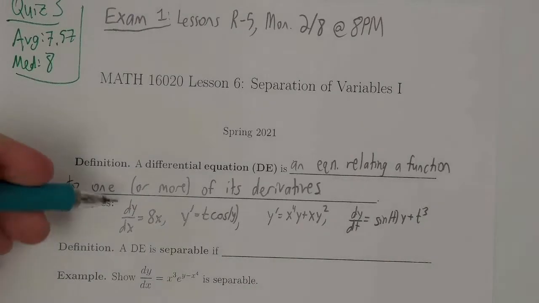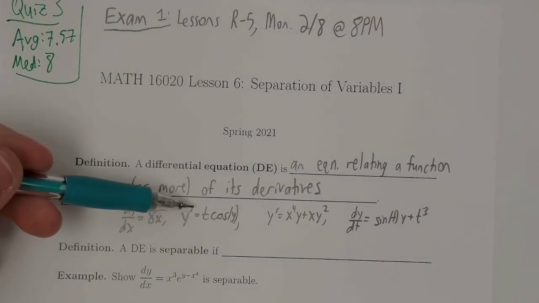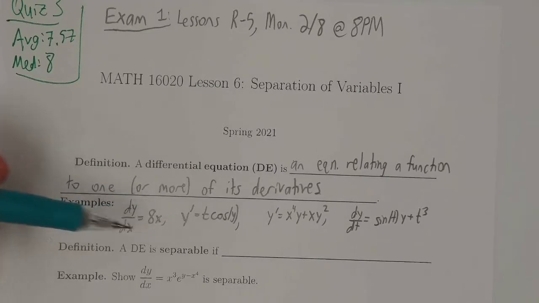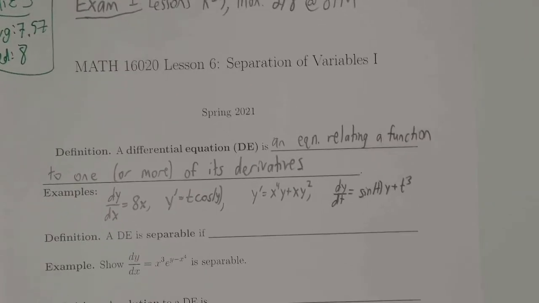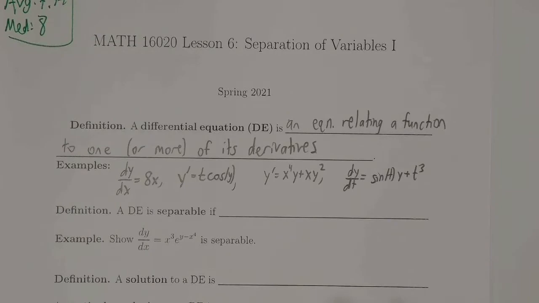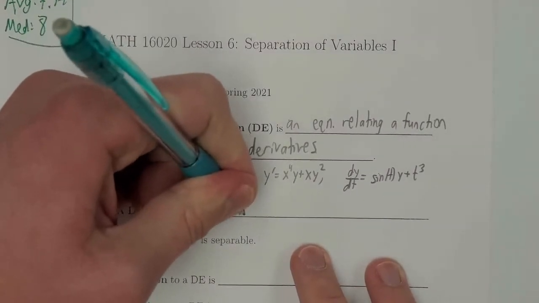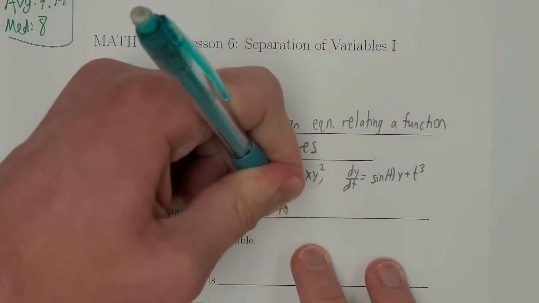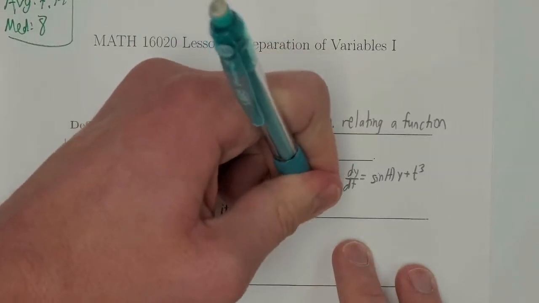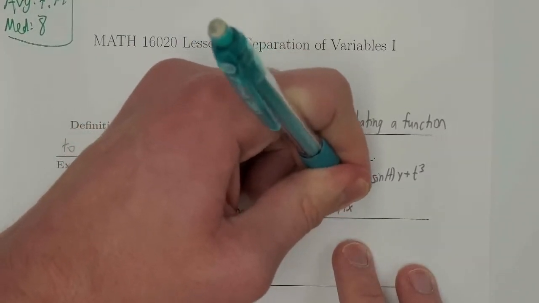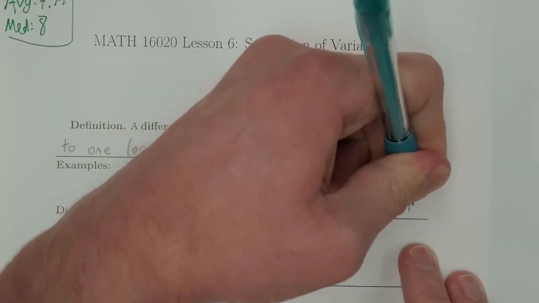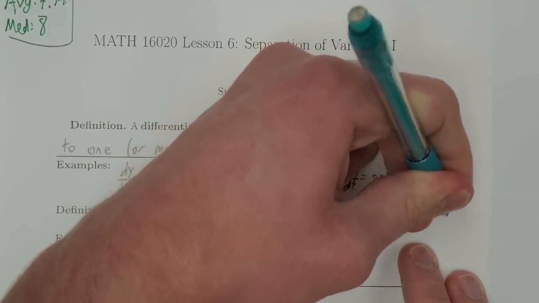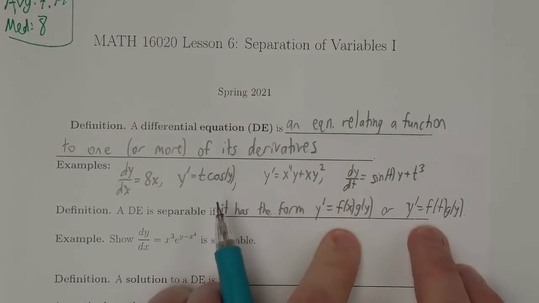For our purposes in this class, we're only going to focus on differential equations with just y prime. We're not going to have y double prime in this class. So, okay, that's that. And then a differential equation is known to be separable if it has the form y prime equals f of x times g of y, or y prime equals f of t times g of y, depending on what the input variable is.